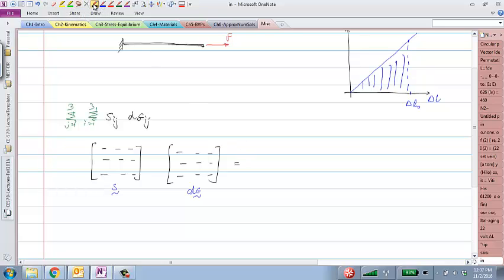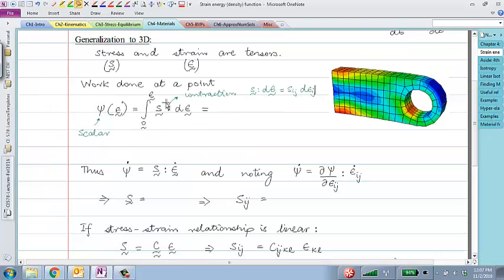So maybe I'll just write it as a scalar here. And that scalar, when you put it in here, integrated over the entire deformation process, should give you back a scalar, which it does. So that would be the strain energy density function at a particular point. And we can also express this in a slightly different way.